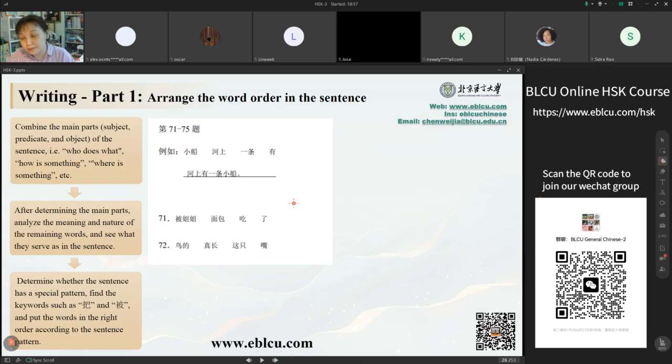Okay, so the tips for this part: firstly, you need to find the key, main parts of the sentence, like who does what, how is something, where is something. Determine the main parts so you can understand the meaning of the sentence. Then you can add the rest of the words in your sentence.